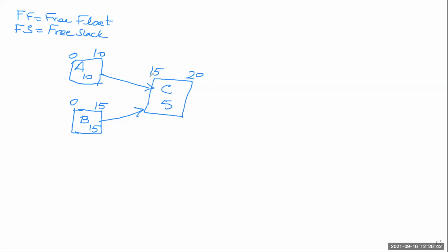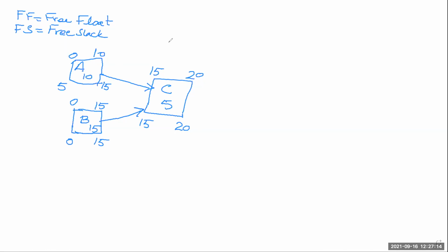Okay. And suppose we have just this, then if you go to the backward pass, it will be 20, and 20 minus 5 will be 15. And then here it will be 15, and then for A, how much? No, it will be 15 for the backward pass for B. Ah, yes. For the late finish of A, it will be 15, so it will be 5.